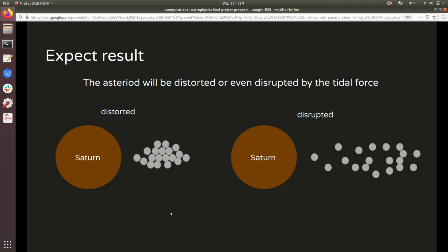And finally, here is the result I expect to get. The asteroid will be distorted into different shapes like here, and if the tidal force is big enough, it should be disrupted into small particles like this one.